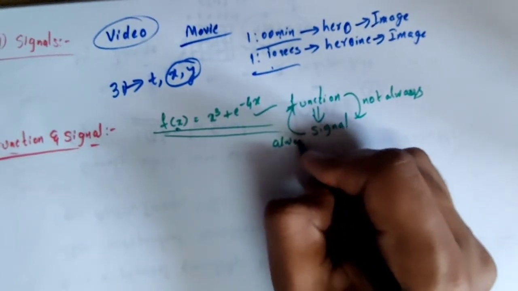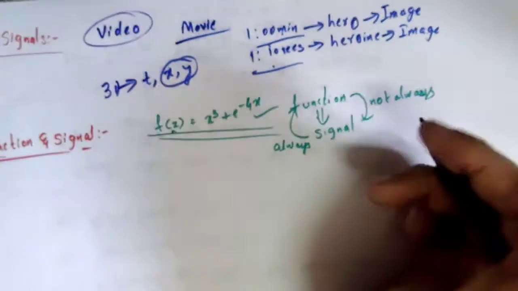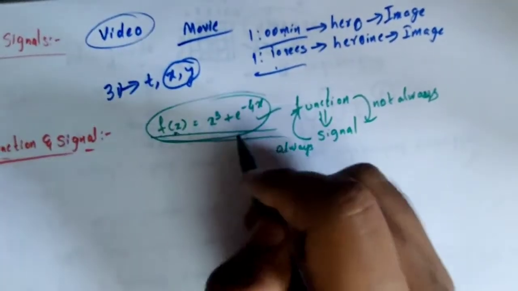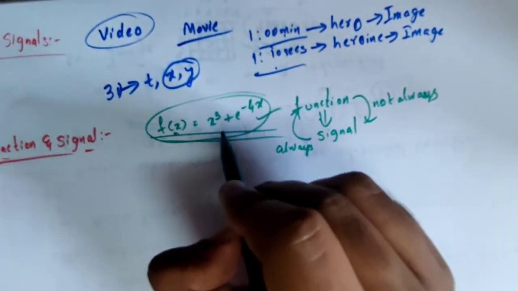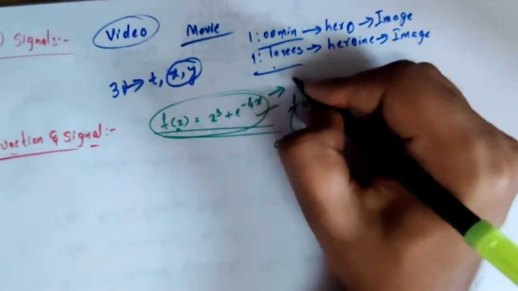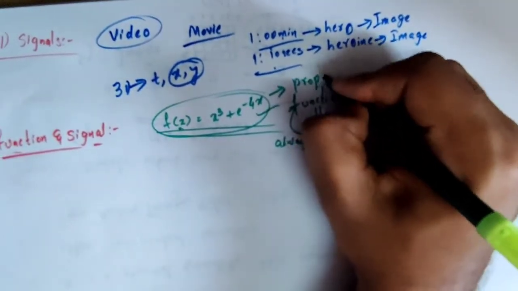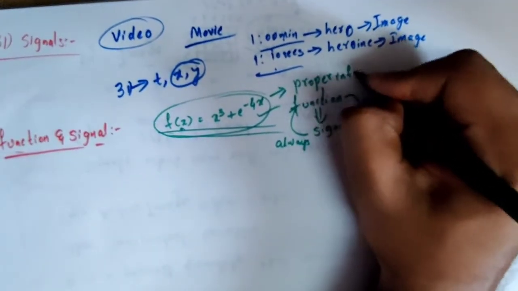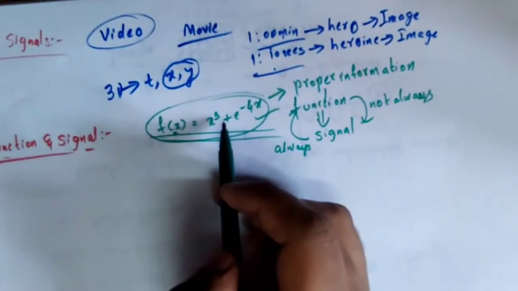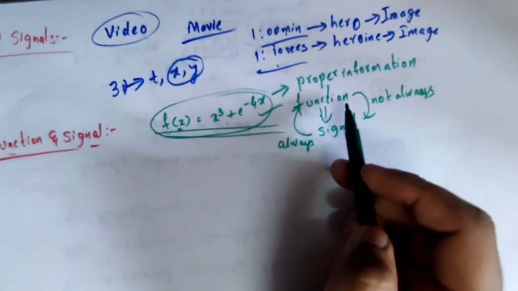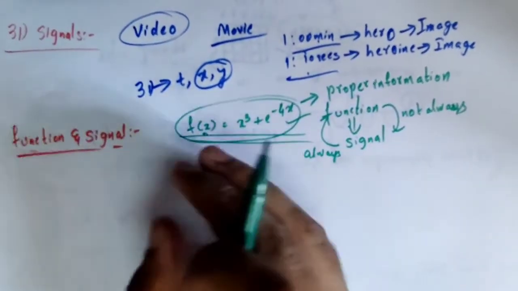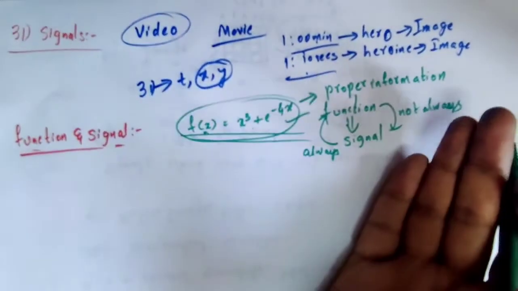So you would have got confused. Let me tell you, if a function, see, this is a mathematical function, okay, fine. When a mathematical function is indicating or giving some proper information, then only, on this condition only, you would call this mathematical function a signal, or else it is a simple function. This is the main difference between a function and a signal, which you have to know.